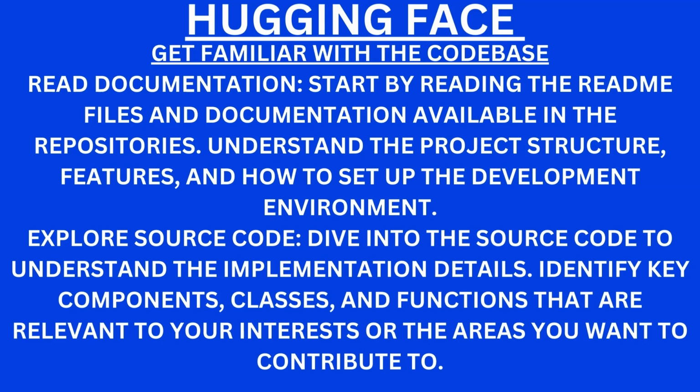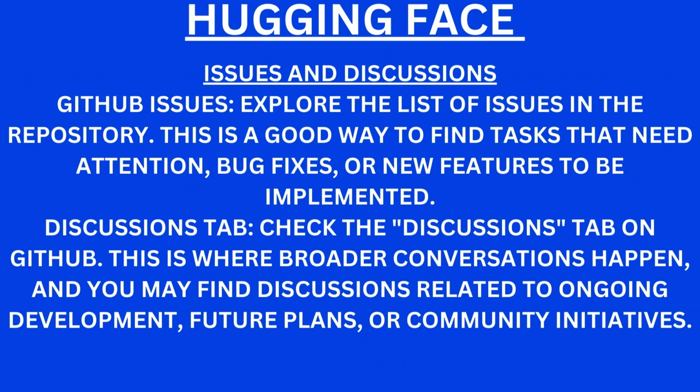Explore source code. Dive into the source code to understand the implementation details. Identify key components, classes, and functions that are relevant to your interests or the areas you want to contribute to. Issues and discussions. GitHub issues. Explore the list of issues in the repository. This is a good way to find tasks that need attention, bug fixes, or new features to be implemented.